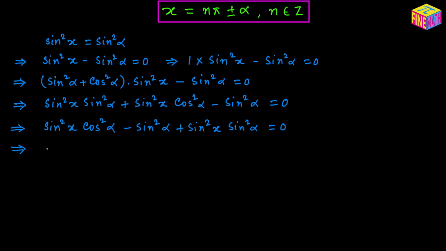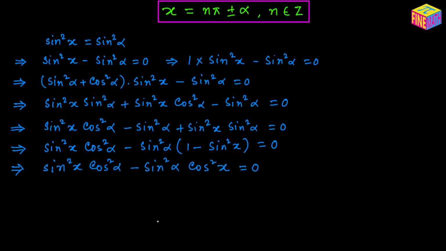So we can write it as, and then whatever we have inside the parenthesis, 1 minus sin squared of x, I am going to use cosine squared of x in place of that. That is from that same Pythagorean identity. So we can write it as sin squared of x times cosine squared of alpha minus sin squared of alpha times cosine squared of x equals 0. Just in place of 1 minus sin squared x, I have used cosine squared of x. That's from the Pythagorean identity. And from here, let's just rearrange it a little bit.